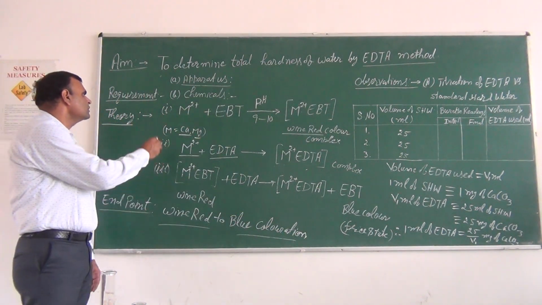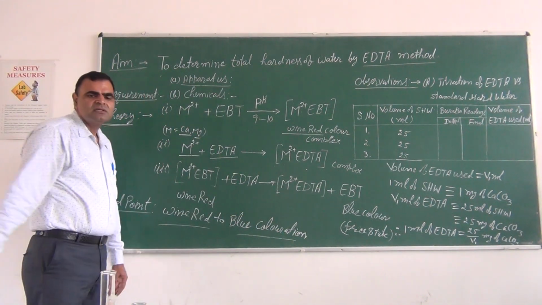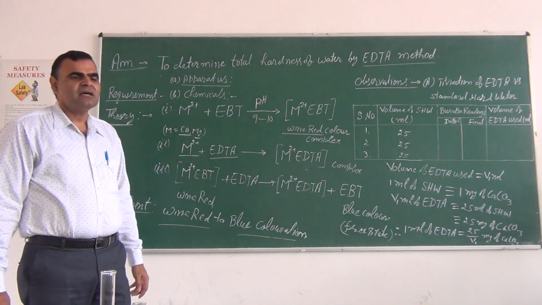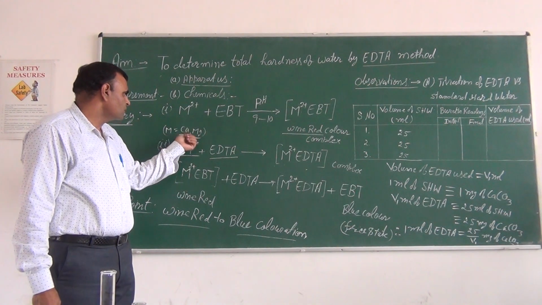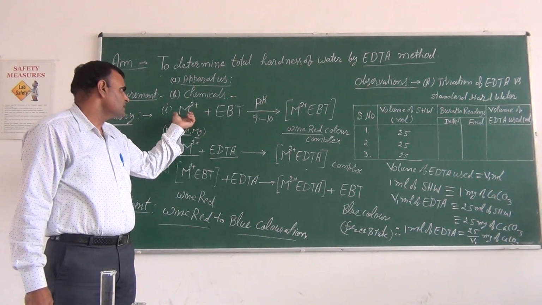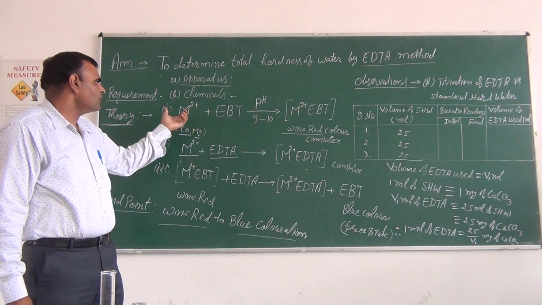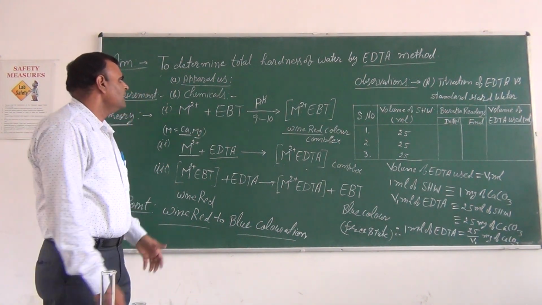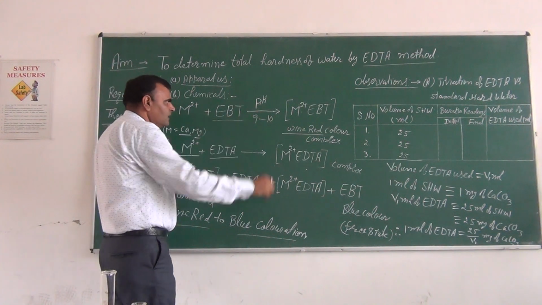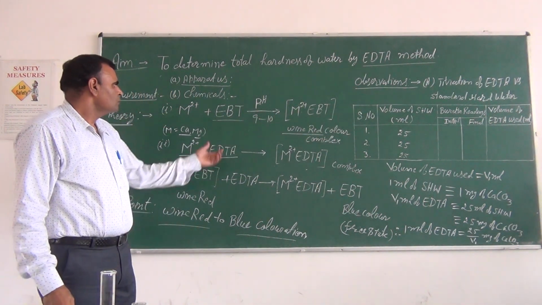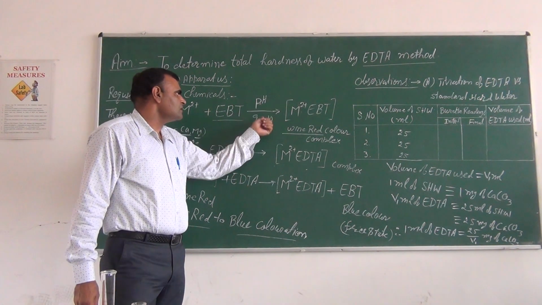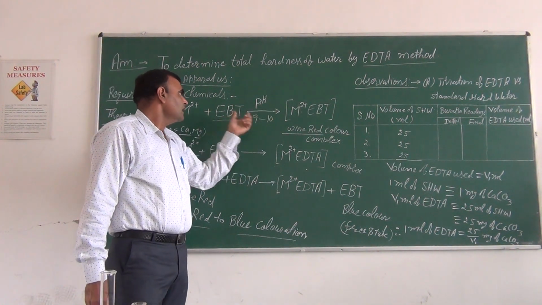Then we come to the theory. In this, M represents the metal ions. It may be calcium or magnesium. It means the calcium or magnesium ions are present in the water sample, and EBT is used as indicator at a pH of 9 to 10.